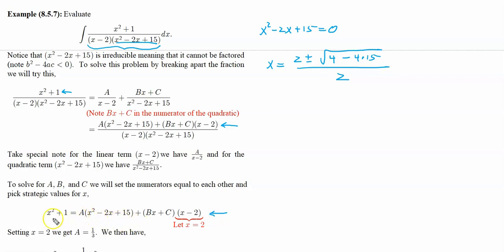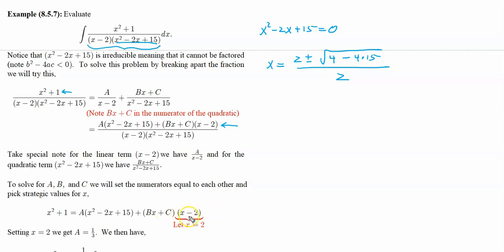Okay, now we're going to take this equation here and solve for the a, the b, and the c. Now you notice we can pick some strategic values for x right here to try to solve for the a, b's, and c's. Notice if we pick x equaling 2, that this term will go away and we'll easily be able to solve for the a, right? So you have to look for those values that you can pick to make your life a little easier.